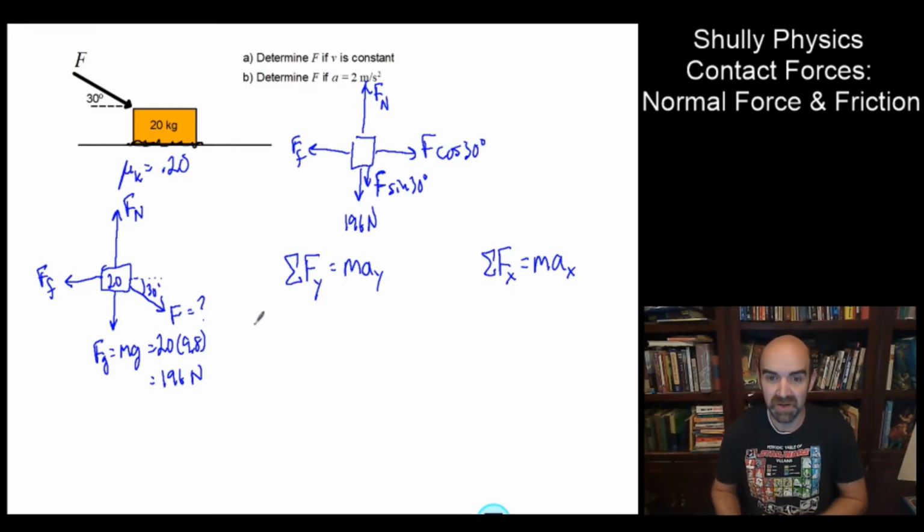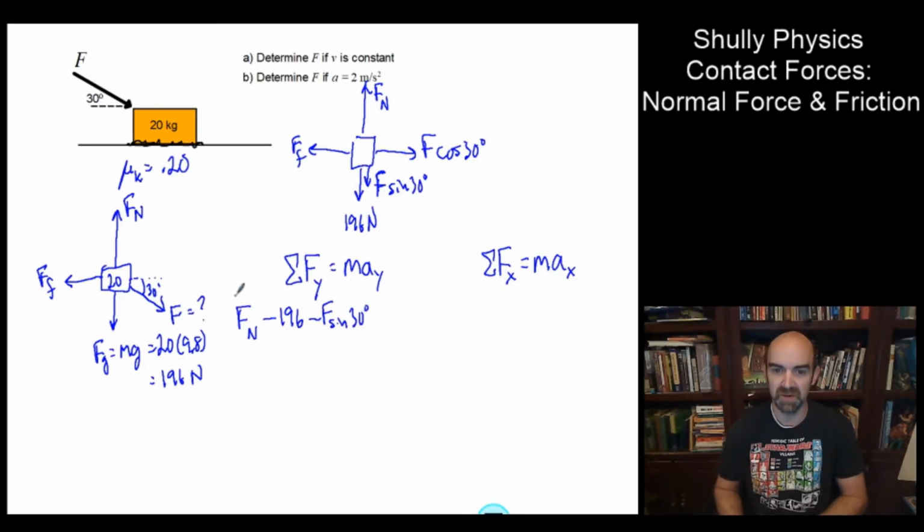So in the Y direction, we've got normal force going up. We're going to add a negative 196. Weight is working against that normal force. And also we've got this F sine 30 working downward. I'm using up as the positive direction, so any downward forces are negative. That is the sum of all the forces in the Y direction. You don't have to put parentheses around it. I'm just putting it there for clarity, that all these are the sum of the forces in the Y direction.